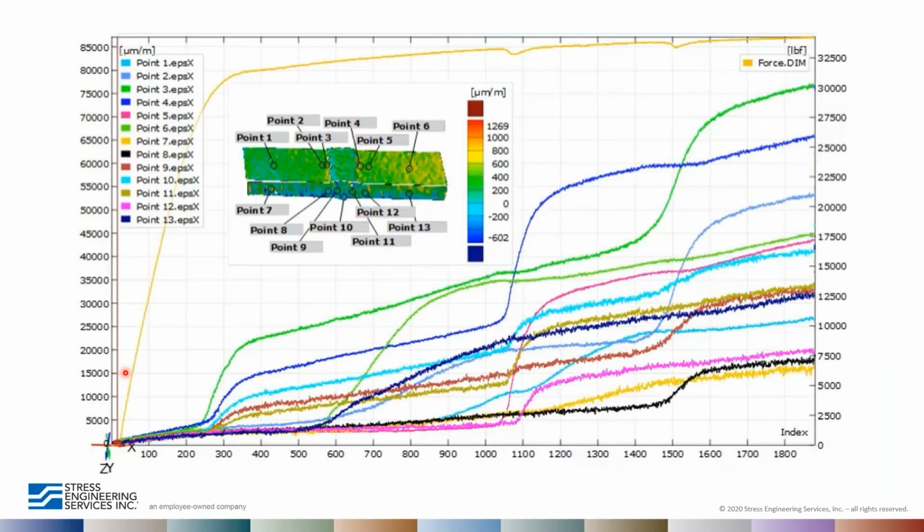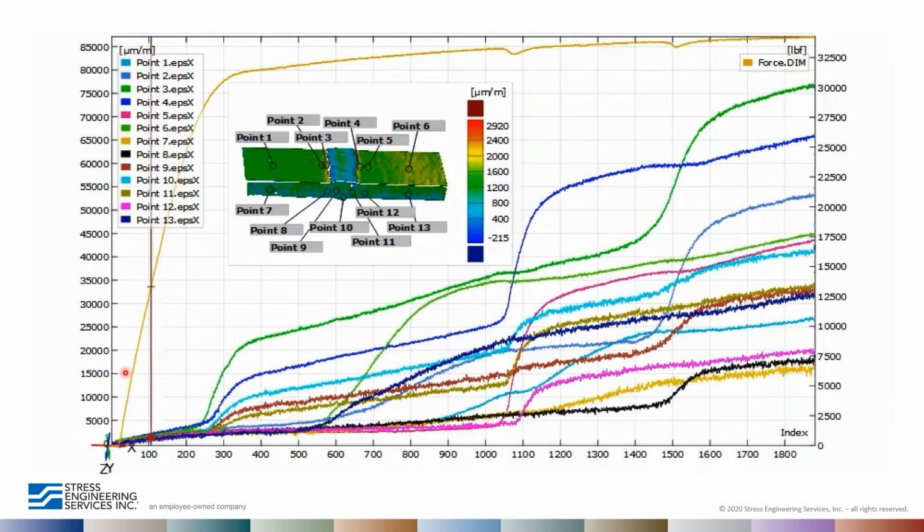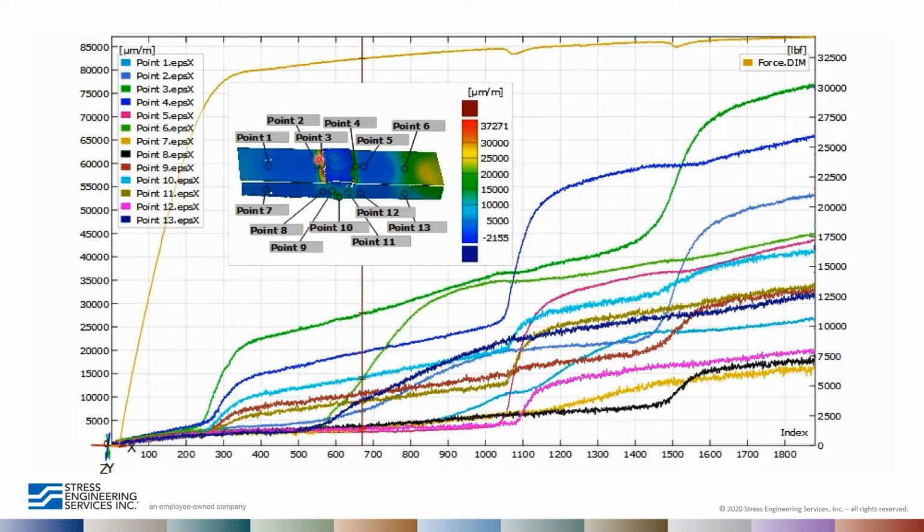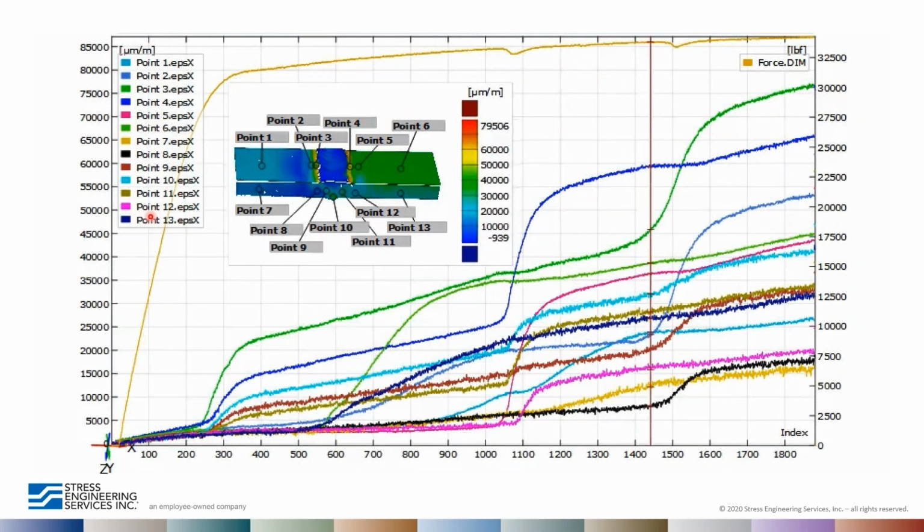So here we have a plot of the different points that we can pick out and pull out from the actual test data and plot. Here it's plotted axial strain as a function of essentially time. This yellow line is the applied axial load. And so this data is very telling of what's going on.